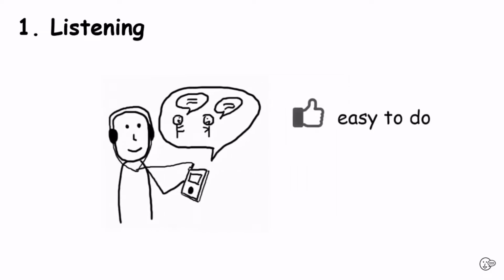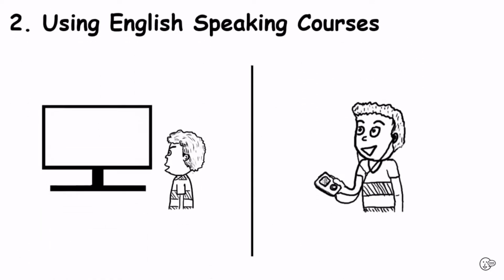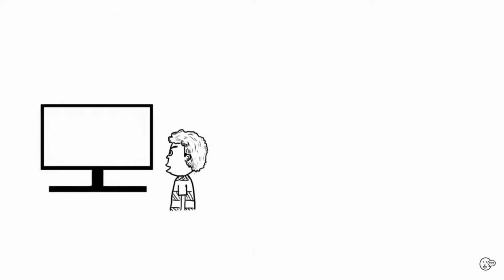An advantage of this method is that it's easy to do. You can do it while stuck in traffic, while exercising, while waiting in line, and so on. But the main drawback of this method is that it's too passive. Listening alone is not enough. You have to combine listening with some sort of speaking practice. And that brings us to the next method, which is to use English speaking courses that teach English implicitly. Let's see how these courses work.